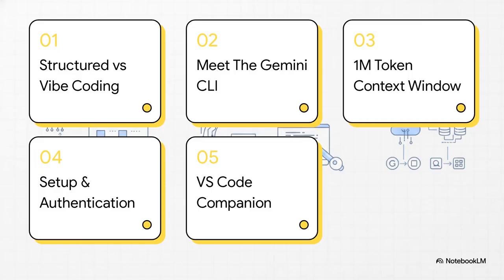Okay, let's just quickly look at our technical roadmap for this explainer. We're going to start with structured versus vibe coding, then meet the Gemini CLI itself, dive into the massive 1 million token context window, walk through setup and authentication, and wrap up with the VS Code companion extension.